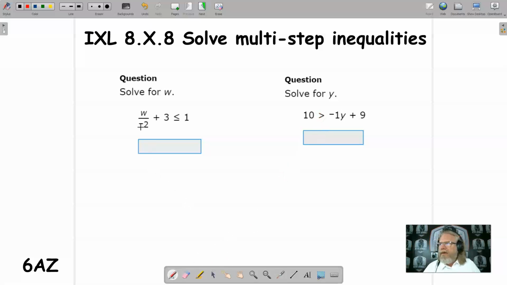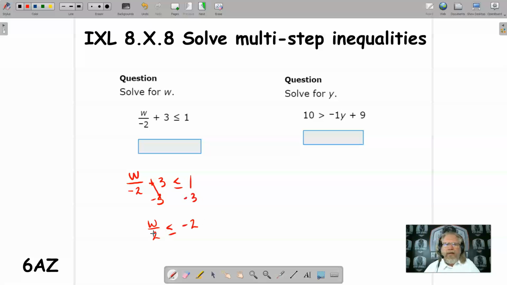So we have w over 2 plus 3 is less than or equal to 1. So we need to subtract 3 first, right? We've kind of been doing this for a while now. And so those 3's cancel, and we end up with w over 2 less than or equal to, and 1 minus 3 is going to be negative 2.